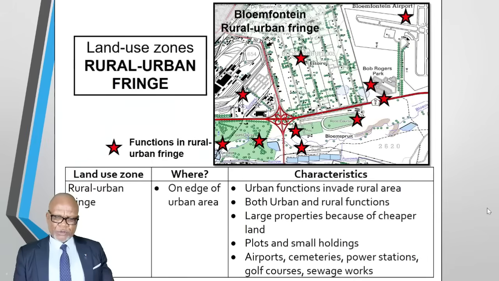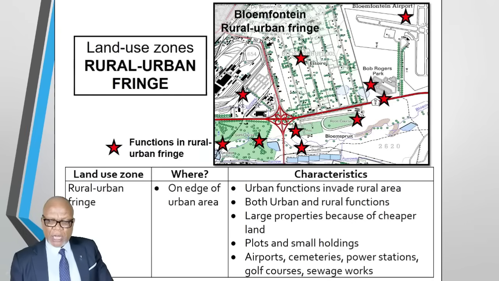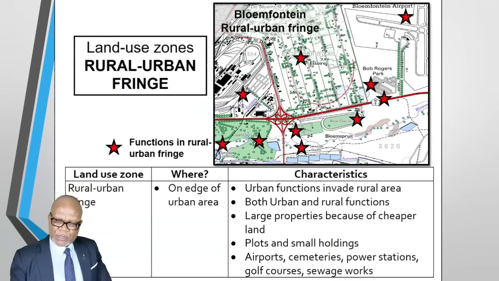Now, another land use zone is what we call rural urban fringe. Land use zone is rural urban fringe. It is found between the rural areas and urban area. So what do you see here? You can see over here, you have your rural areas, and you can see here, you have your urban settlement. So this area between the rural areas and urban areas is called the rural urban fringe.